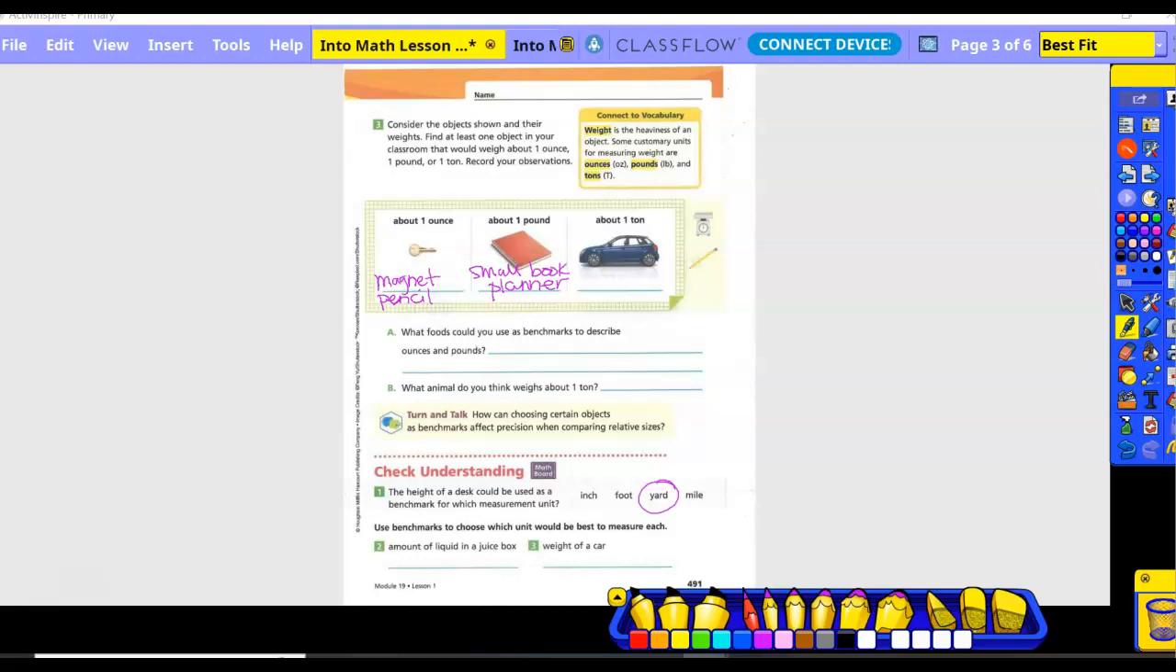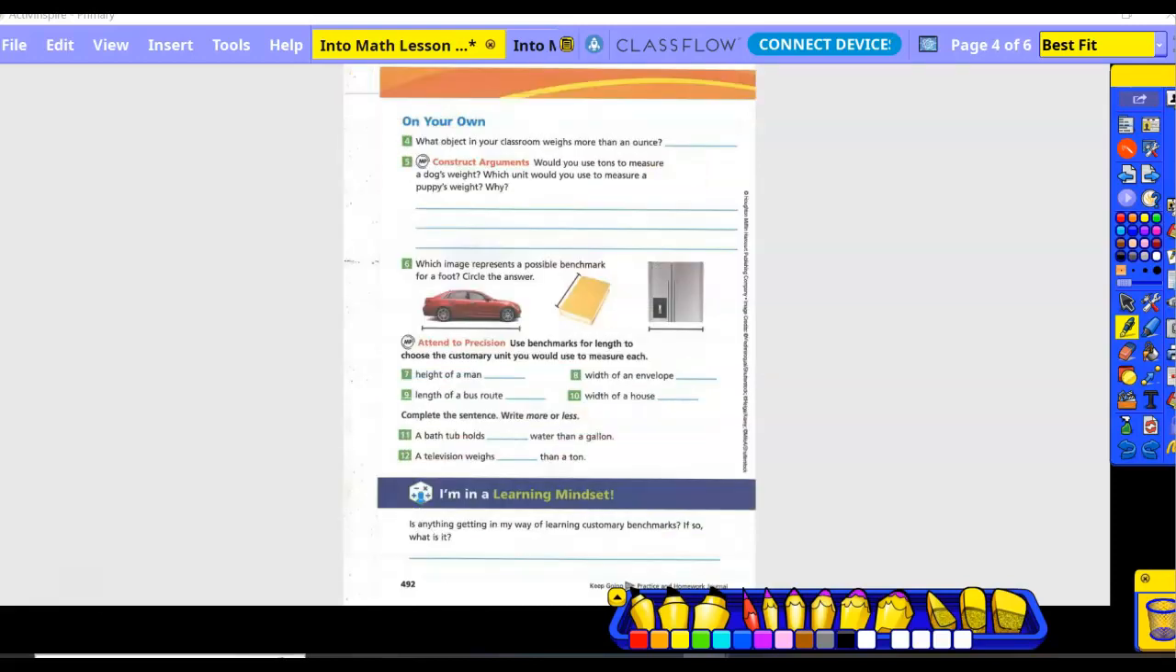Yes. Use benchmarks to choose which unit you would best be to measure each. Amount of liquid in a juice box. So, would I want to use the cup, the pint, the quart, or the gallon? So a little juice box, the cup, right? Weight of a car. This one's kind of given to you. A ton.